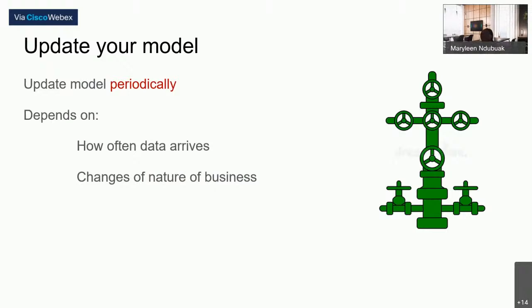Then, just like in oil and gas, when you're done with the evaluation, what they call the evaluation well, you then go into production, right? So you install this Christmas tree, do your well completions, and you start producing. You'd also need to keep going back to update your model periodically. That would depend on how often data arrives and the changes in the nature of the business, really. If there's a significant change, you can't be using the old model to work.